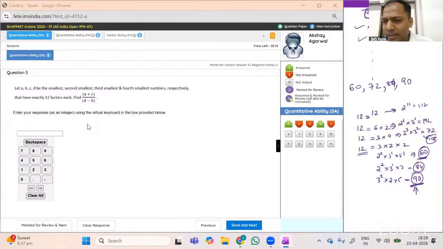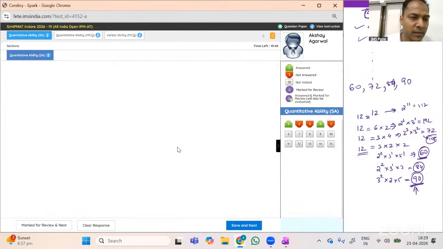Would there be anything else? No. 2 square, I started with 2 squares. I started with 3 square. And then there was 2 cube, 3 square, 3 square, 2 cube. Yeah. So 60, 72, 84, 90. So basically find the value of A plus C. A plus C would be 60 plus 84, 144 divided by D minus B. 144 divided by 18. 18 goes 8 times. Hence the answer is 8. Question 7 next. Perfect.